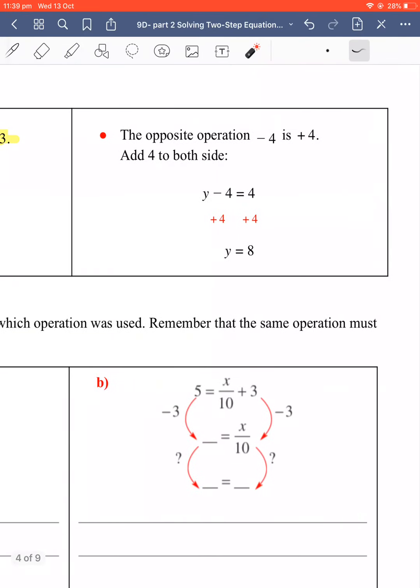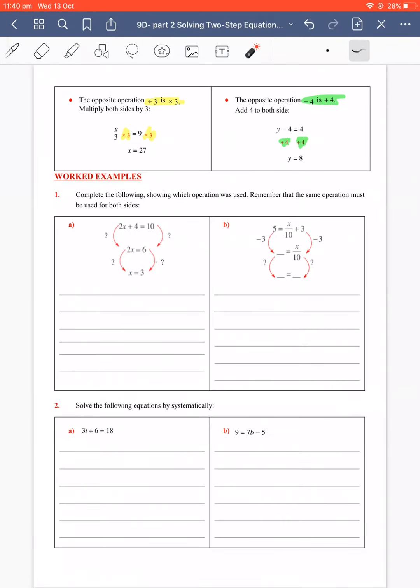So now I have y minus 4 equals 4. And this time I want to get rid of the minus 4 here. So a way that I can do that is I use the reverse operation. So I add 4 to each side and I end up with my answer. On to your worked examples now.